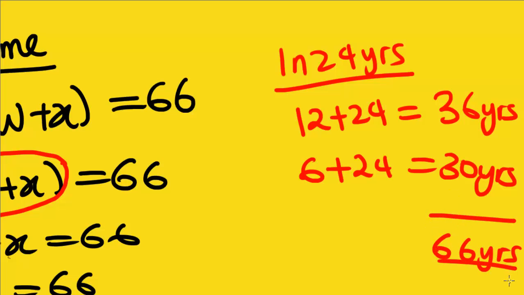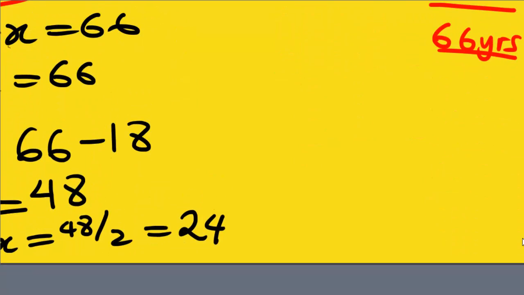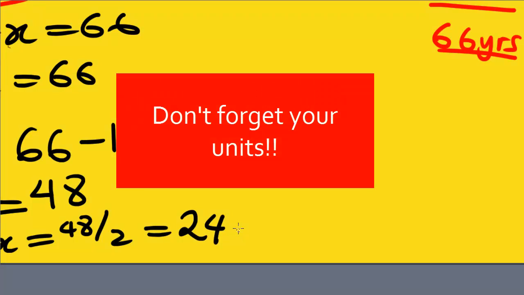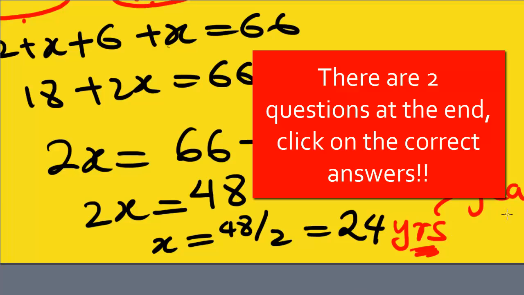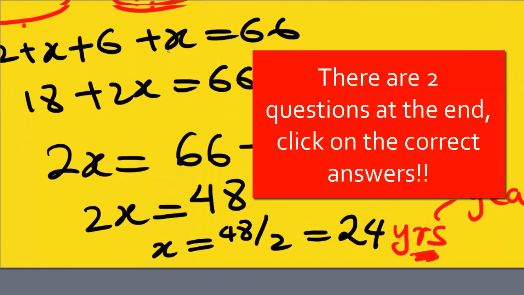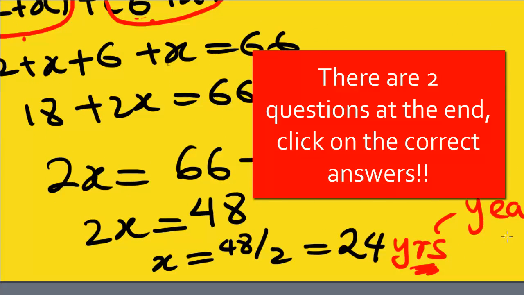I think one thing I need to mention is that in the exam, you need to write your unit. So I intentionally left the units blank here so I can make that point. X is 24 years, because we're talking about time. So in the exam, you obviously write years, or who knows, they might even accept this. But while you're working out stuff, you don't have to write the units. But in your final answer, you must use units.